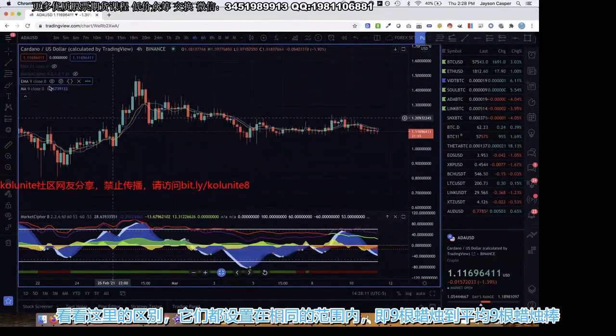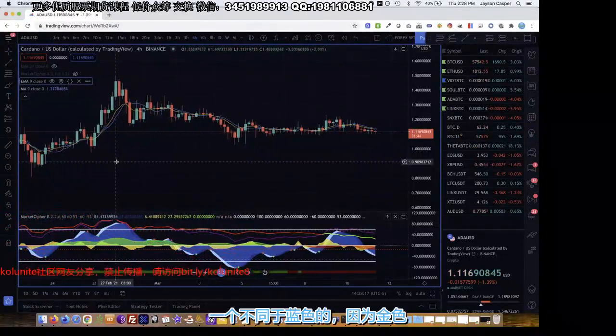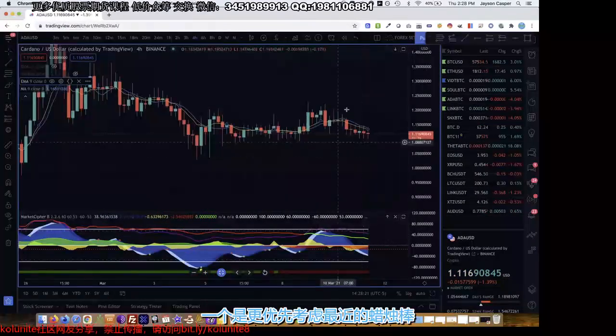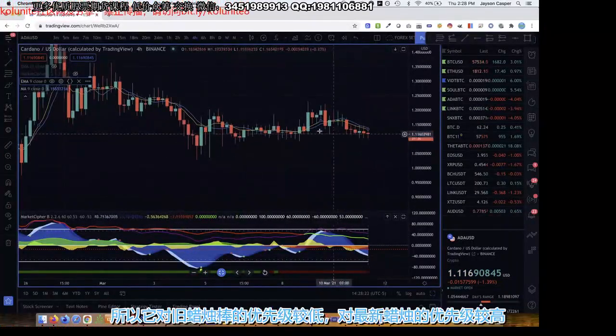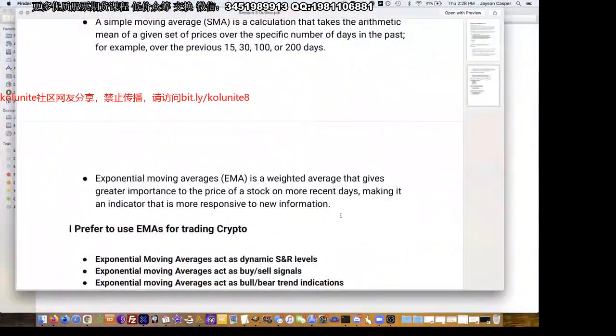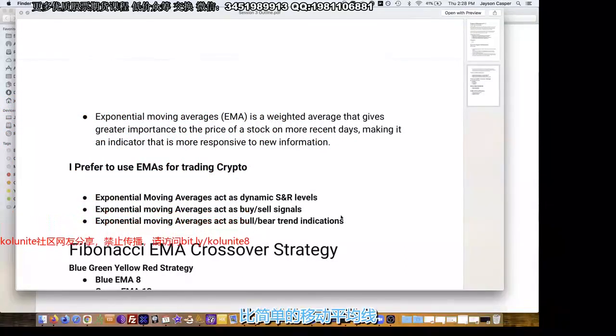They're both set to the same range, which is 9 candlesticks, an average of 9 candlesticks. But the gold one is different than the blue one because the gold one is giving more priority to the most recent candlesticks. So it's giving less priority to the older candlesticks and more to the most recent candlesticks. Now, I prefer to use EMAs for trading cryptocurrencies. I find that exponential moving averages are much more useful and much more reliable than simple moving averages.